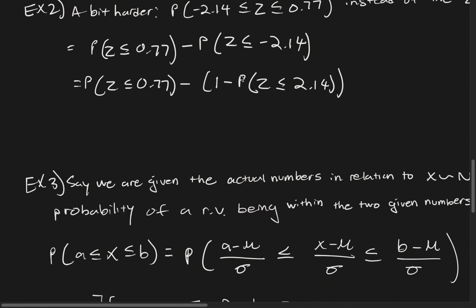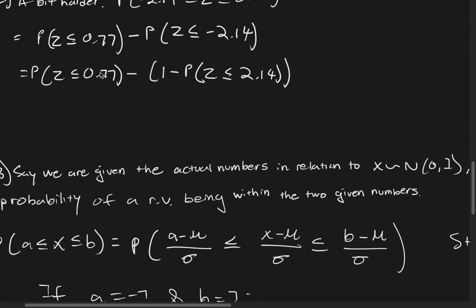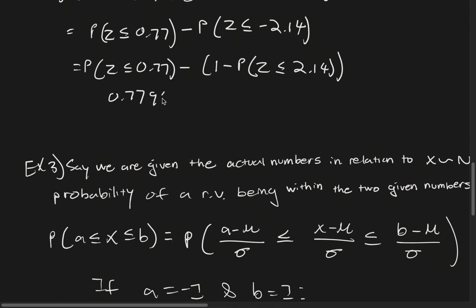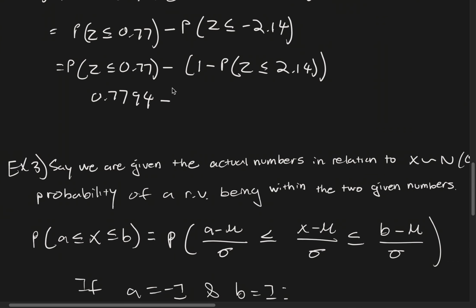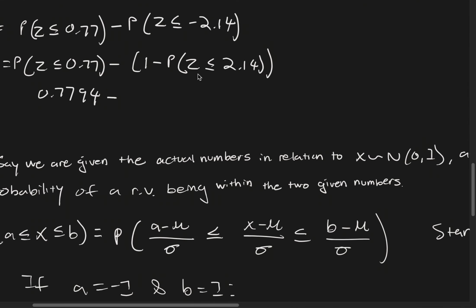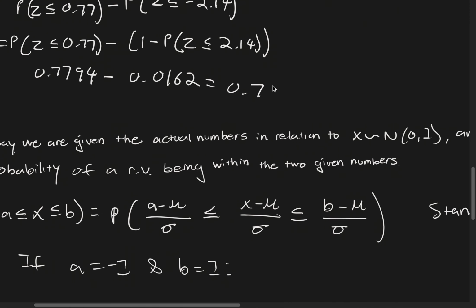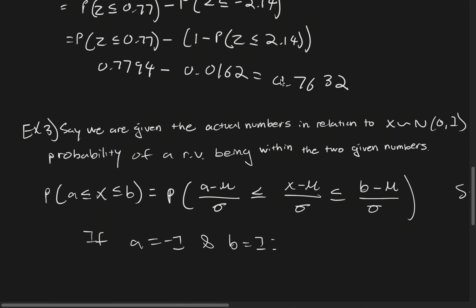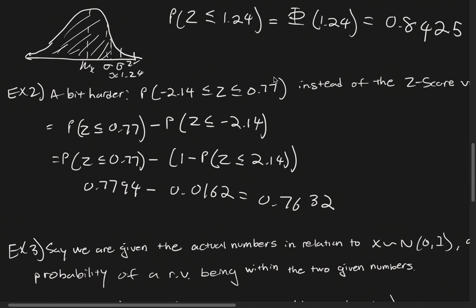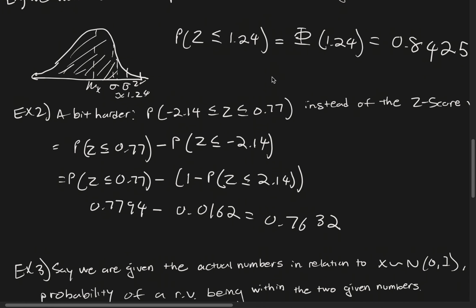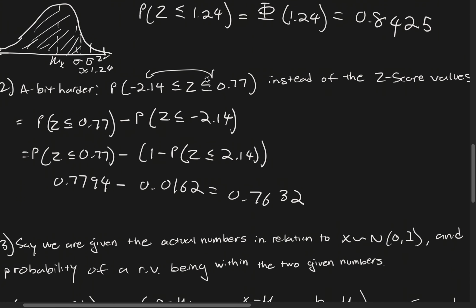All right. So once again, if you look that up in the table, this value should come up to 0.7794. If you find the probability of z being equal or less than 2.14 and then subtract that from 1, it should come out to 0.0162, so a very small number, which equals 0.7632. So we have a 76.32% chance of the random variable landing within these two intervals.